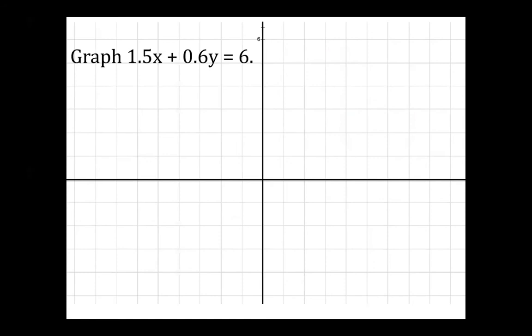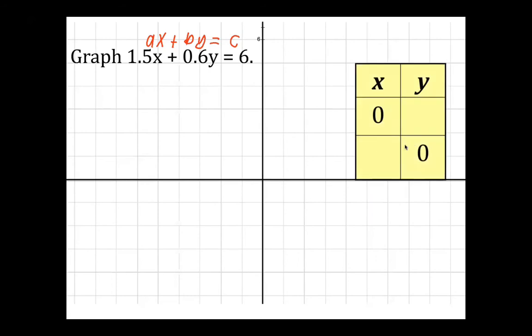equals 6. We can see here that the equation is actually in standard form, ax plus by equals c, so that you can actually use your intercept shortcut to graph your line. So I'll go ahead and first lay out a table just to organize the points, and then we can go ahead and first plug in 0 for x to find my y-intercept.